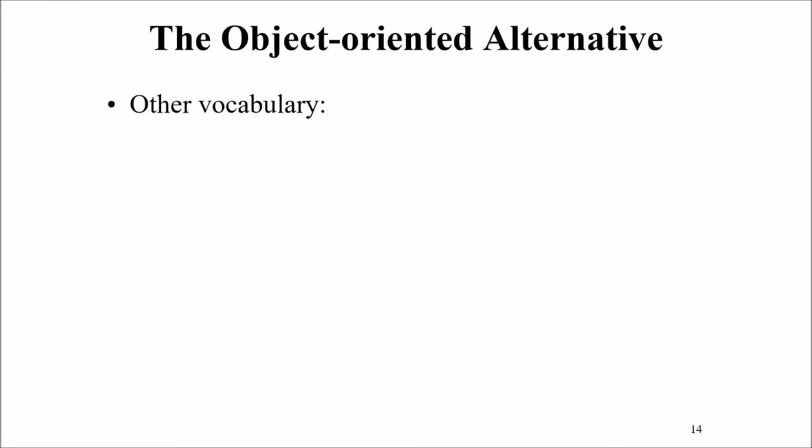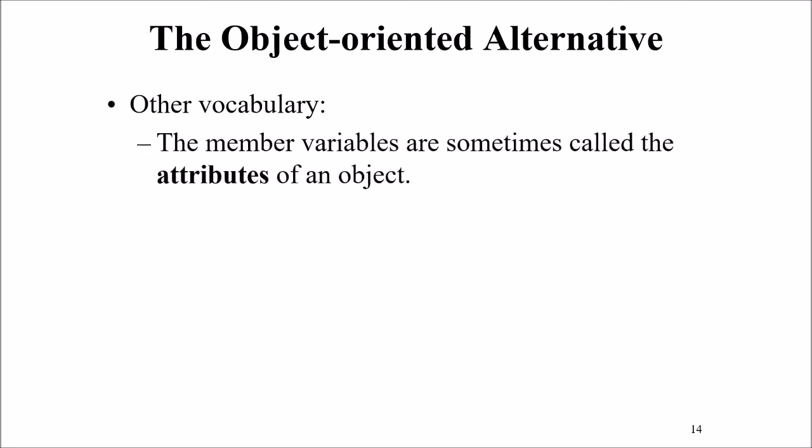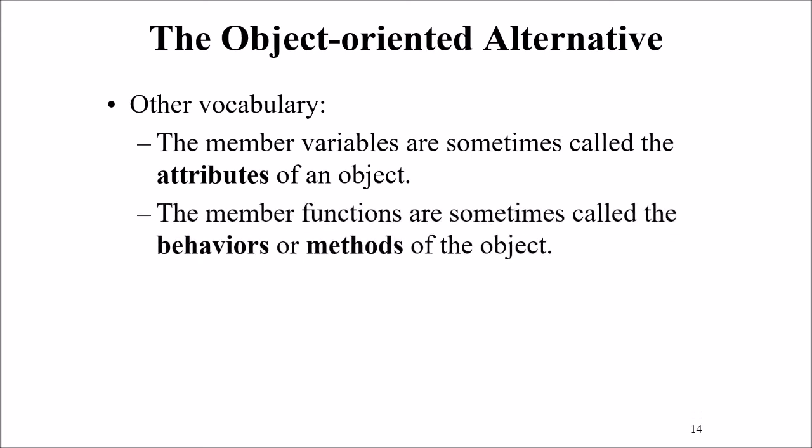There's other vocabulary used with object-oriented programming. The member variables are sometimes called the attributes of an object, and the member functions are sometimes called the behaviors or the methods of the object. This vocabulary changes as you go from one language to another.